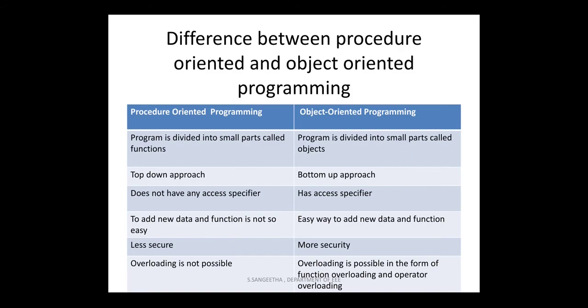Compared to procedure oriented programming, object oriented programming is more secure. Overloading is not possible in procedure oriented programming, whereas in object oriented programming overloading is possible in the form of function overloading and operator overloading. These are the differences between procedure oriented programming and object oriented programming.